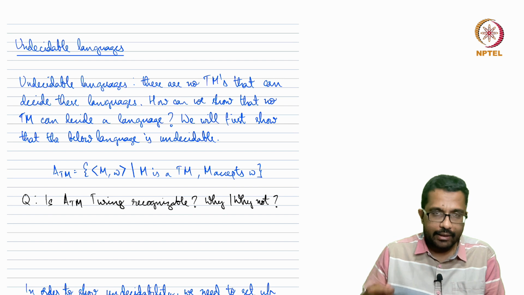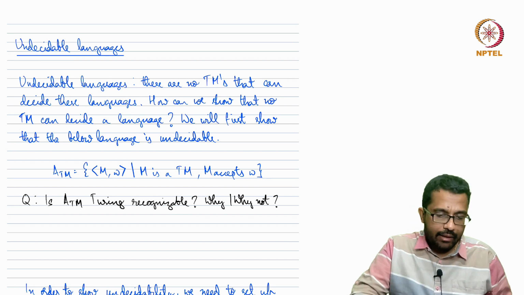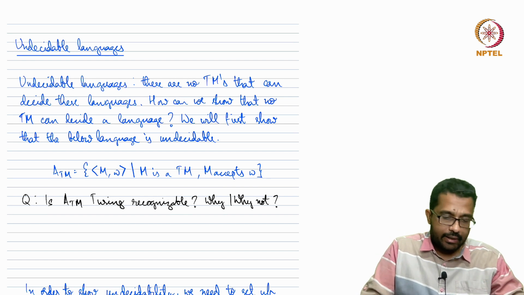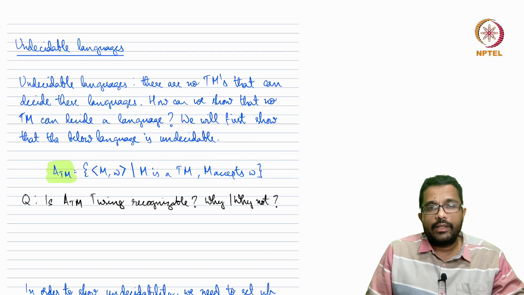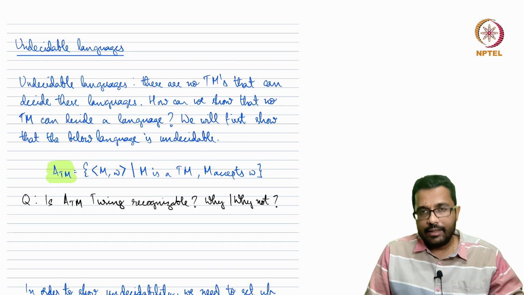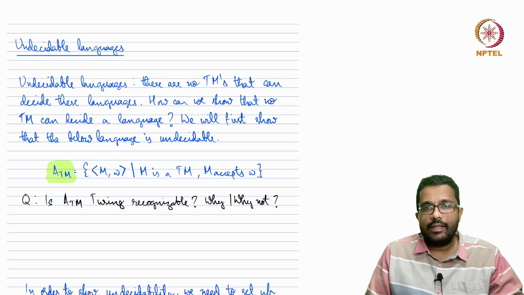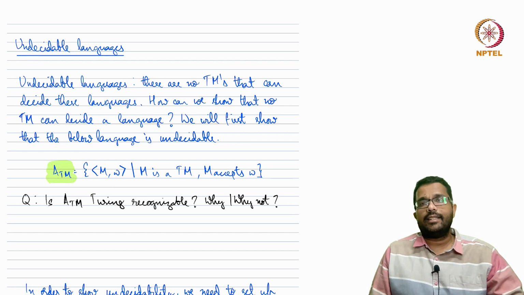So in order to get there, we will have to actually build some theories, right? The language that we will show is undecidable is this acceptance problem of a Turing machine, ATM. So given a Turing machine M and a string W, the question is, does M accept W or not? This happens to be somewhat tricky to build a decider for, and we'll show that this is in fact undecidable.